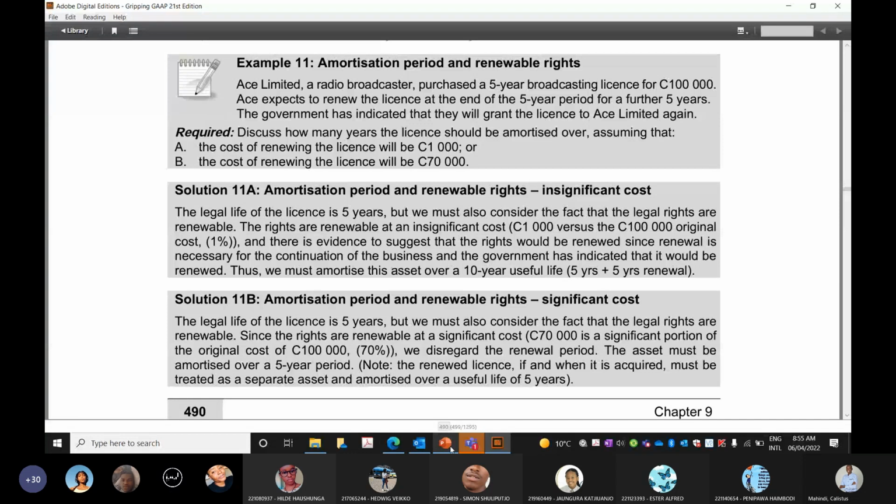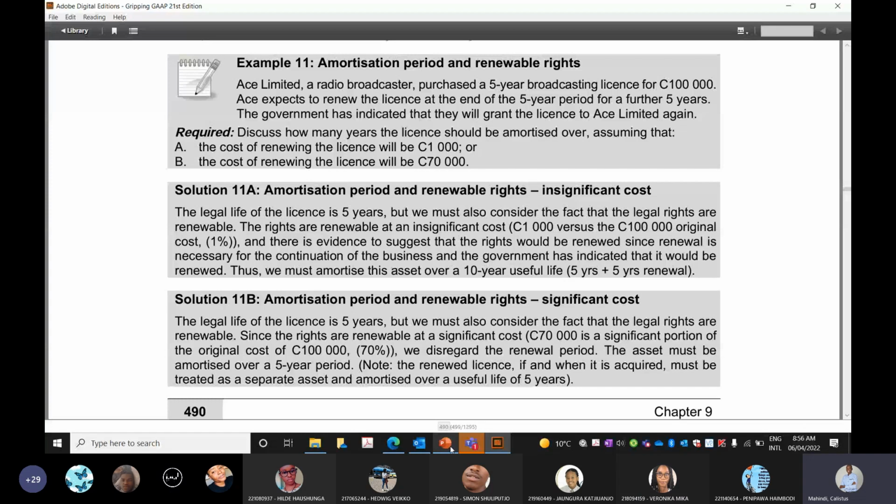Okay, there's a lady. The lady can go first, and then the gentleman will go after. All right, go ahead. In this example, what I did first was I treated the 1,000 as a sort of residual value, so it's 100,000 minus 1,000. I still don't understand why that would be incorrect, since at the end of 5 years it is guaranteed that they will renew.